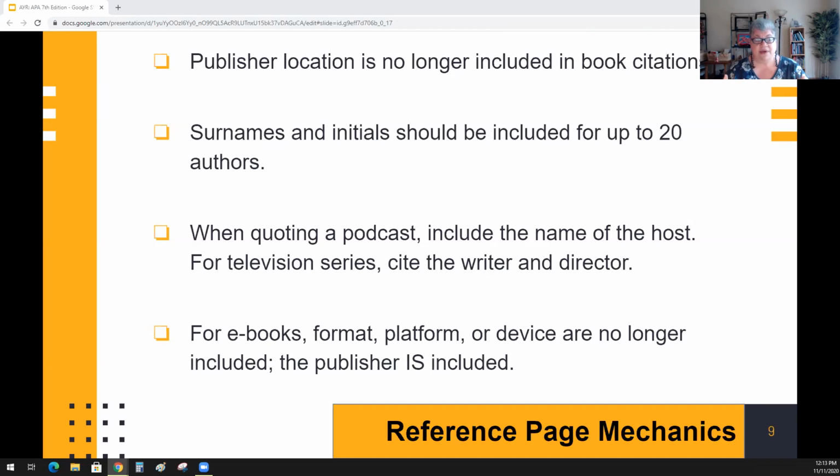So what is new here is that when you're quoting a podcast, you want to include the name of the host. So if you heard something on Joe Rogan's podcast, you want to list Joe Rogan as the host. I mentioned that because podcasting is now a way that people are finding material that they're actually putting into academic papers. So I just wanted to bring that up. And nobody cares if you got a book on Kindle. A book is a book is a book.